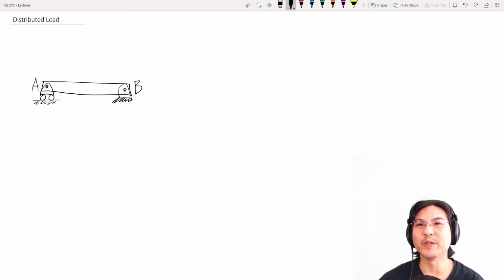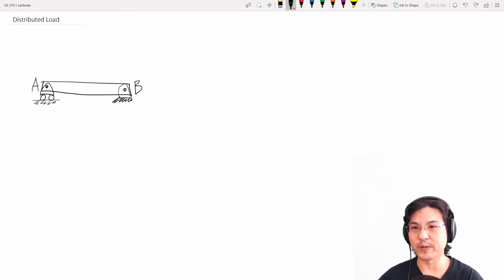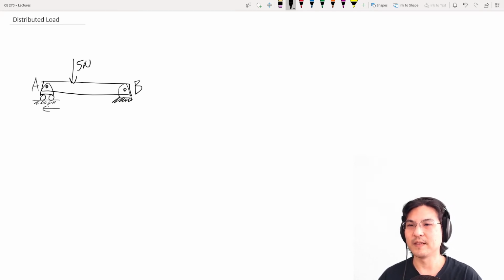Hey everybody, this video is about distributed loads as opposed to a discrete load. For example, you have this beam with a roller support on this side, a pin support on this side. A discrete load is like I put 10 pounds over here, or somewhere else, like 5 newtons, whatever it is. And so let's say this is 3 meters and 4 meters.